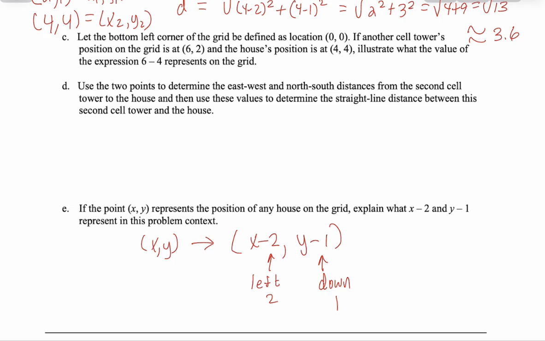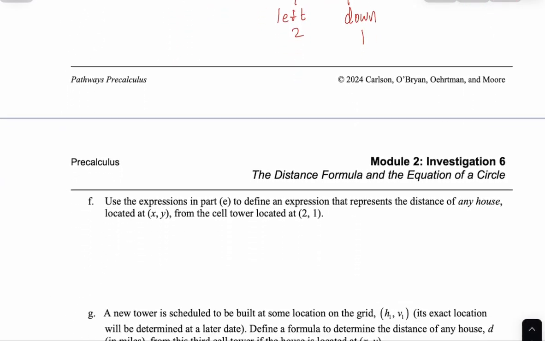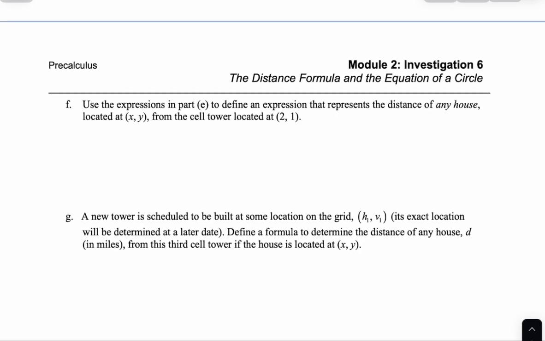If you're subtracting on the x, it's going to move it left. If you're adding to the x, it's going to move it right, left and right. You know that. Y's are going to move up and down. Okay, so that's a little bit about that. Now, I'd like to look at F here. It says, use the expression in part E to define an expression that represents the distance of any house located at (x, y) from the cell phone tower that's located at (2, 1).